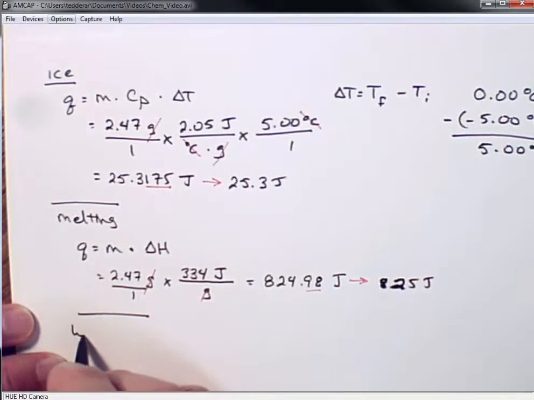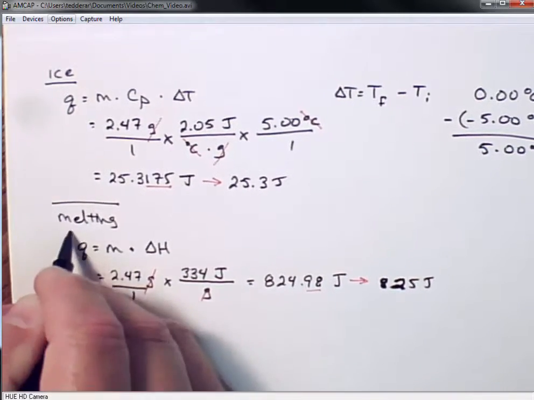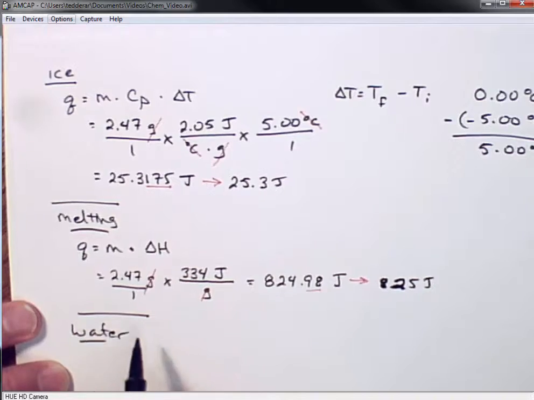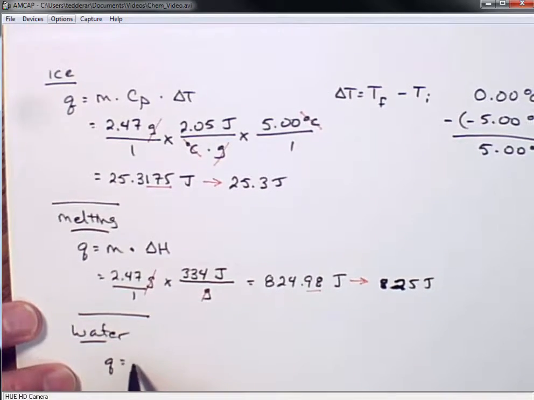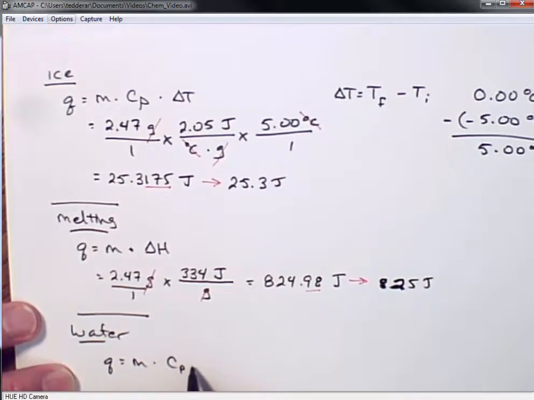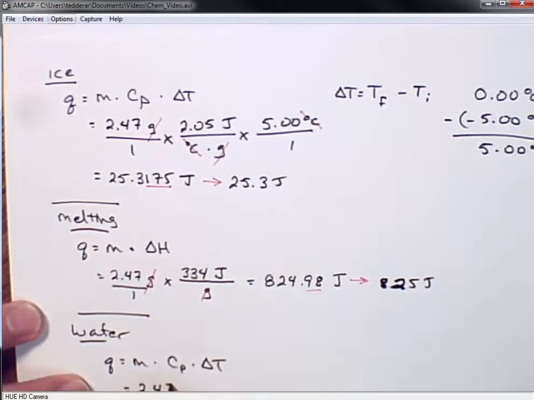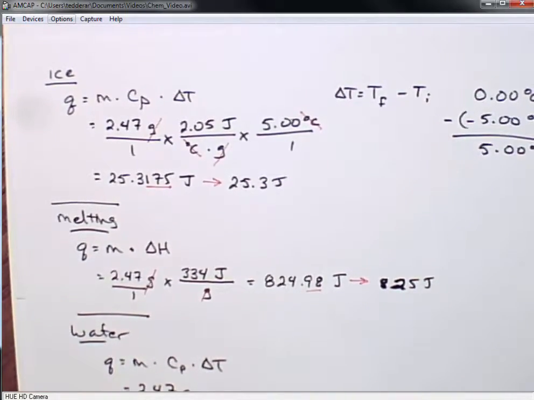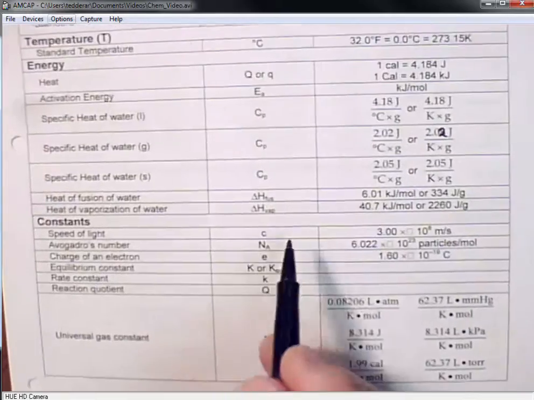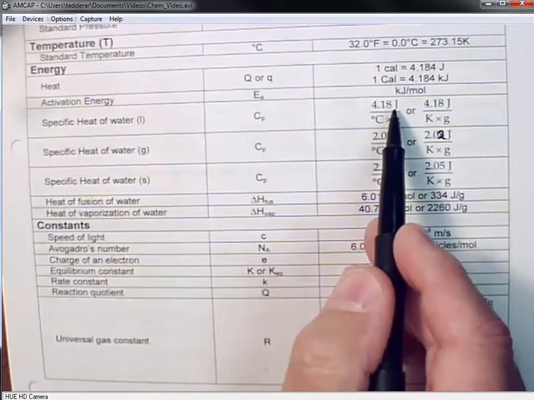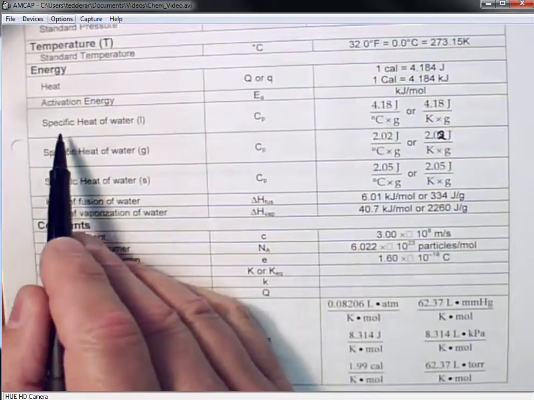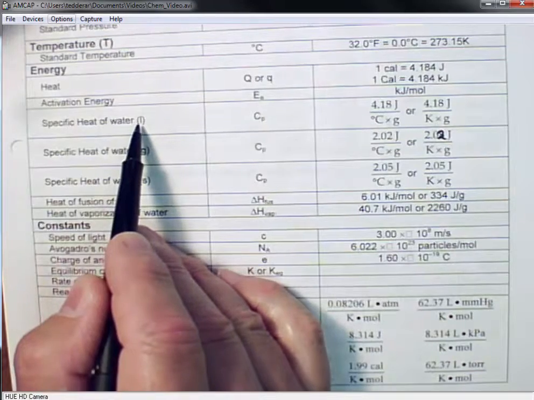All right, so for water then, we've got Q equals mass times specific heat times the change in temperature. The mass is the same, 2.47 grams over 1. The specific heat for liquid water is on your test references here, 4.18 joules per degree C per gram. It says specific heat, and there's an L.